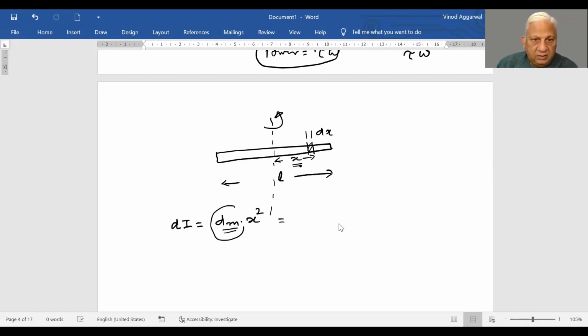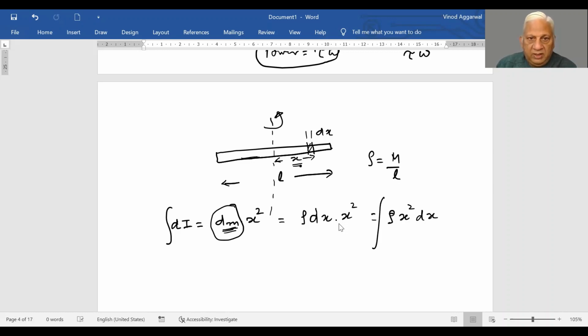dm we can define as, since we have said that this is a uniform rod of a uniform mass, and if we define linear density as total mass over L, then dm is proportional to its width, length. So this will be rho times dx into x square, or it is rho x square dx.